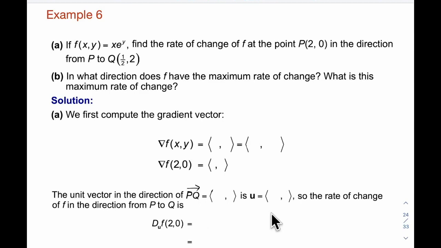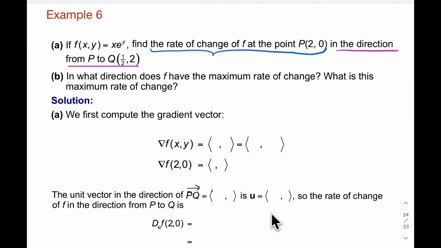What does it mean? Take a moment to digest and think about what they are asking. What is the rate of change of this function at this point in this direction? What direction? That will help us figure out this direction from P to Q.